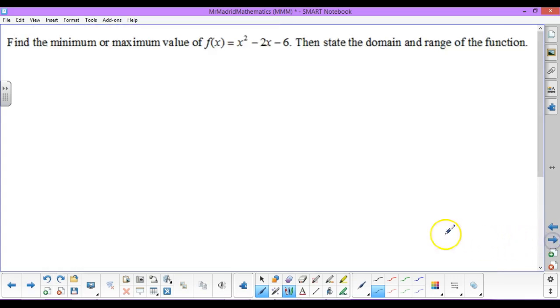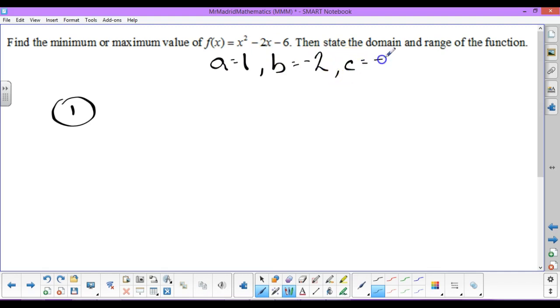So let's go and get started here. To find the minimum or maximum, then state the domain and range of the function, the first thing that needs to come up is, hey, is this thing facing up or down? Does it open upward or downward? Right. Let's stick to our guns like we did in class here. What I'm going to observe is that I have a equal to 1, right? This is from our previous lesson, and c equals -6.